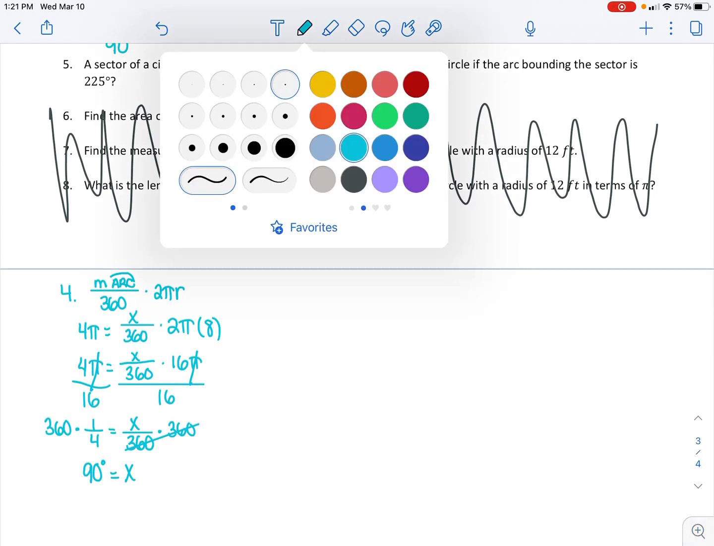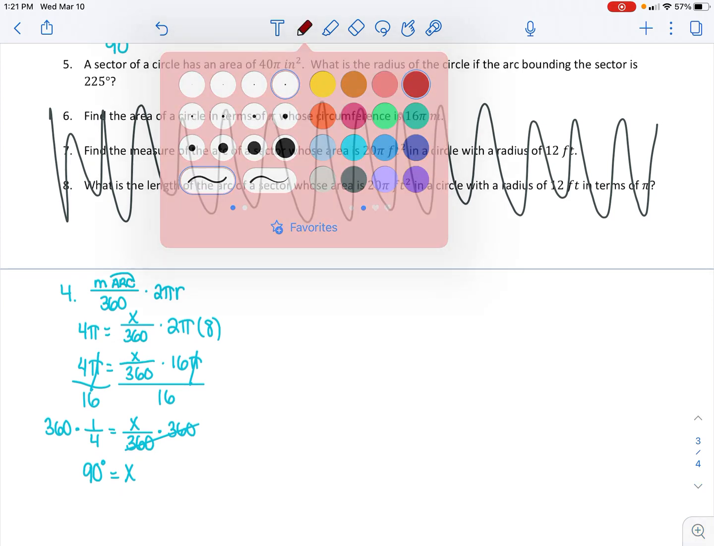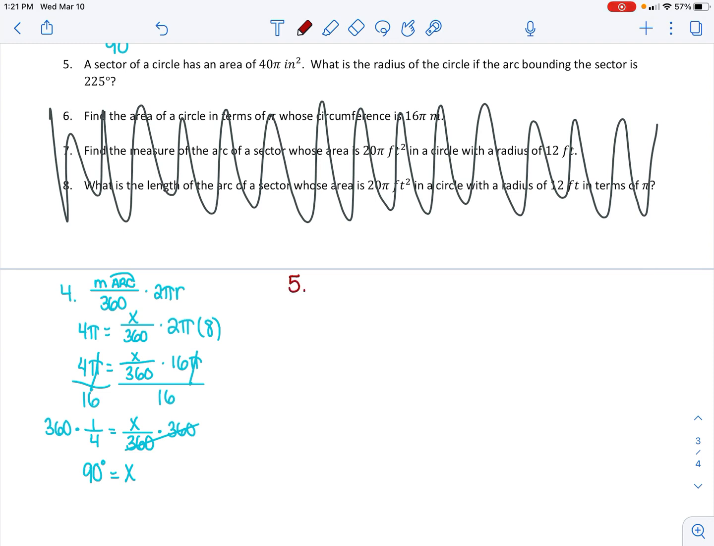Okay. Now for number 5, again, we are working backwards, but this time we're talking about the sector of a circle having the area of 40 pi. The formula for the sector of a circle is the measurement of our arc divided by 360 times pi r squared.